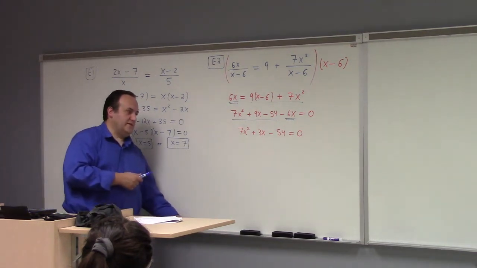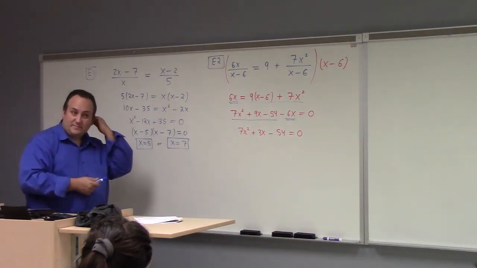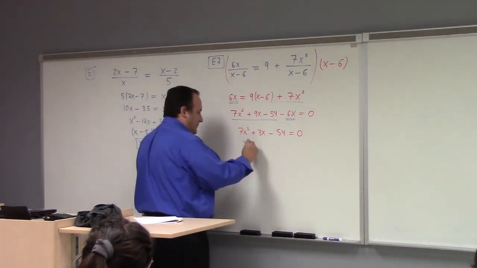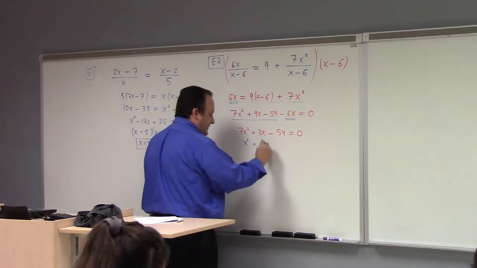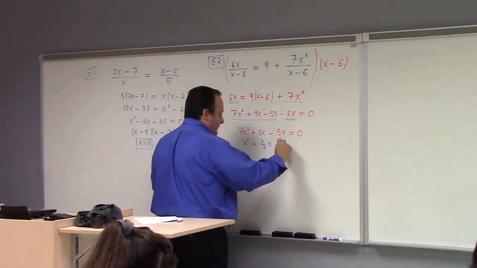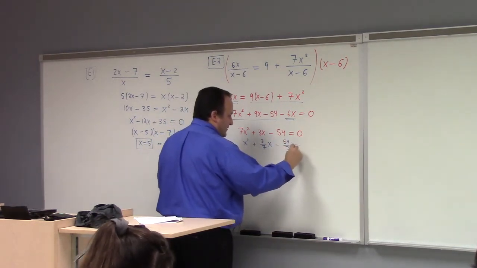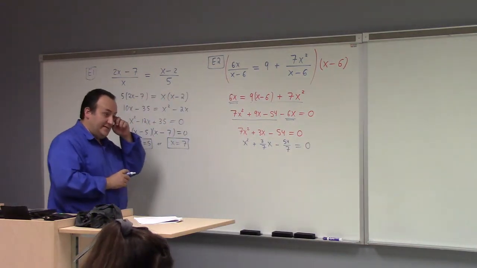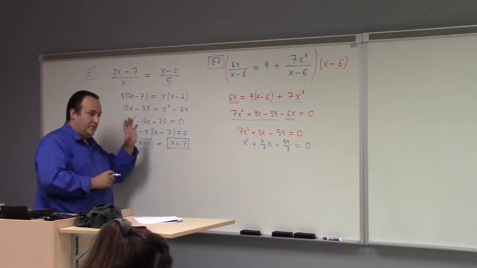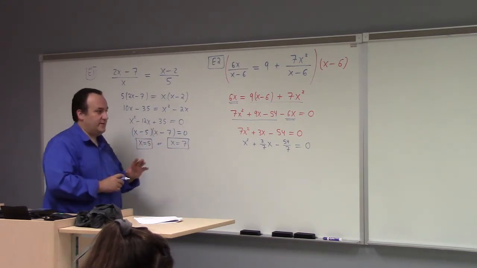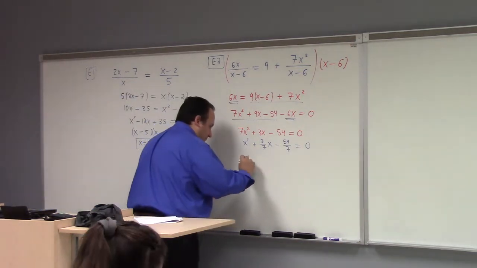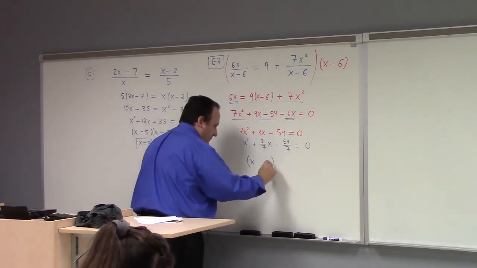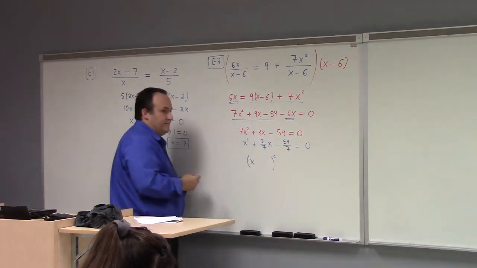So if I'm going to complete the square here, first thing I'm going to do is divide by 7. So I've got x squared plus 3/7 x minus 54 over 7 equals 0 over 7, which is just 0. Now I want to group everything into a square, so parentheses, x plus something, squared.